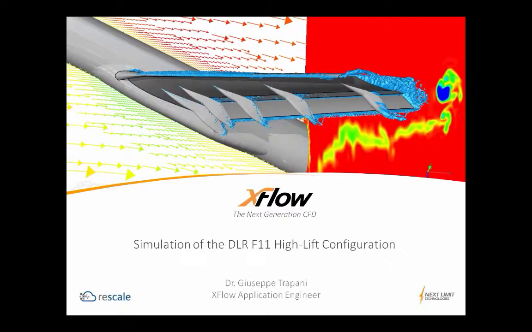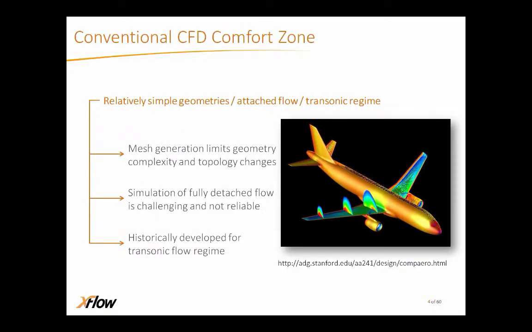So what's the motivation of developing XFlow? Well, I like these slides because it's what I call the CFD comfort zone. I'm showing where Reynolds-averaged Navier-Stokes codes are comfortable, and we can see that for relatively simple geometries, attached flow, and a transonic regime, the current Navier-Stokes solvers are doing a good job. They are reliable, but all of these three points in the main title are related to limitations.